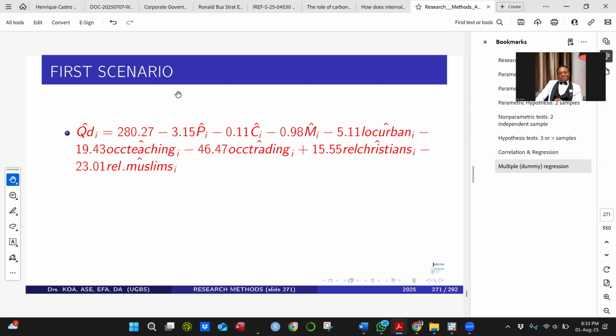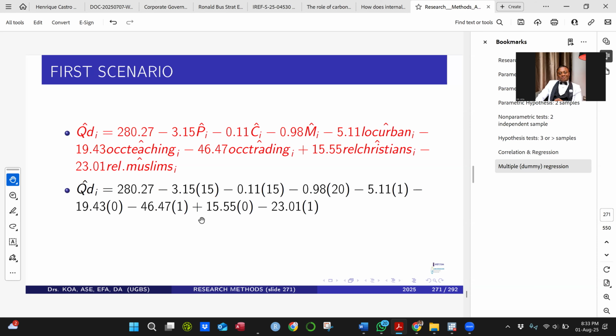This is 13 marks. This is your highest mark. If you lose this, you lost everything. That's why it's important. You follow the drill. So once you have filled it, so this is a filling. I've done the filling here. The first one is 15, then 15, then 20, then 1, because that was the urban, then 0 for the teaching, then 1 for the trading, 0 for the Christians, and 1 for the Muslims. You combine all of these together and you get a certain value. What value will you get?